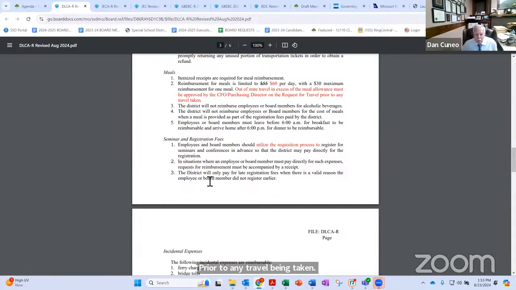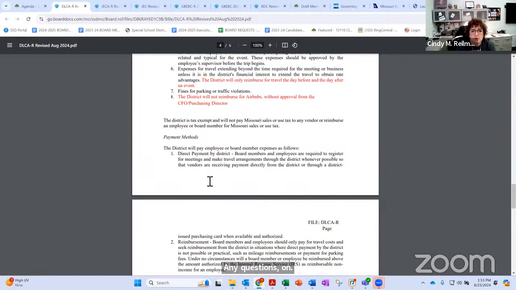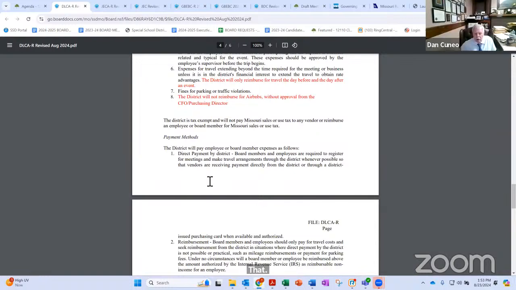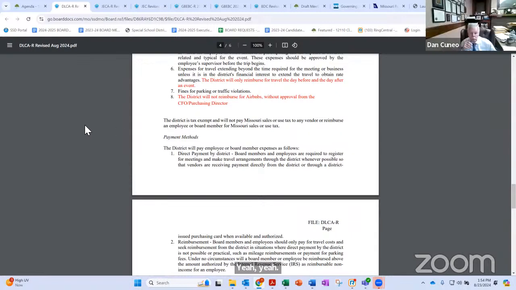Okay. Any questions on that? Is this shared, then everybody will end up getting this? I mean, all of our employees, the union gets it, all this? Yeah, so any staff member traveling, this would apply to. Yes, sir. Okay, good.